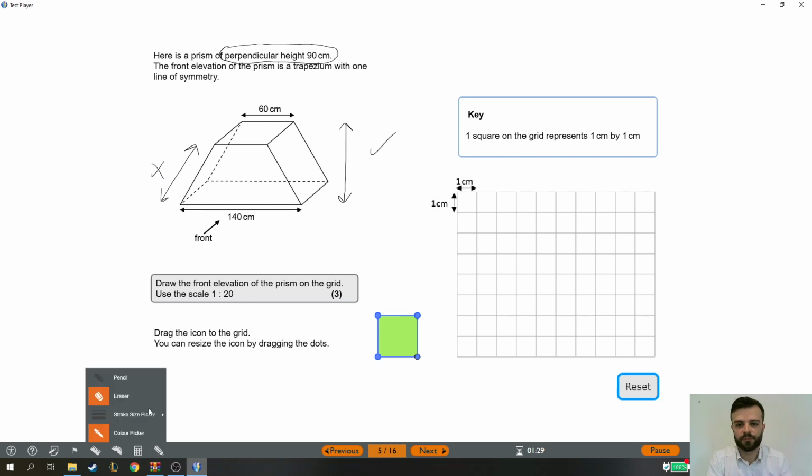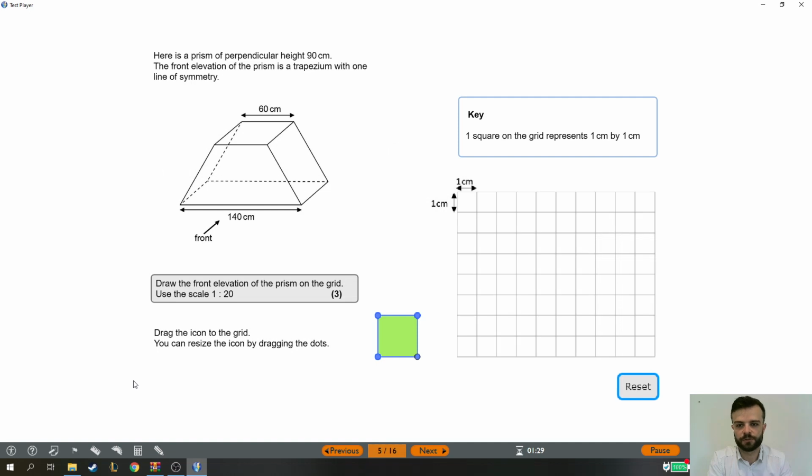The front elevation of the prism is a trapezium with one line of symmetry. Draw the front elevation of this prism on the grid. Use the scale 1 to 20. So front elevation just means we're going to be looking at it from the front. So we just need to recreate this trapezium on our grid.